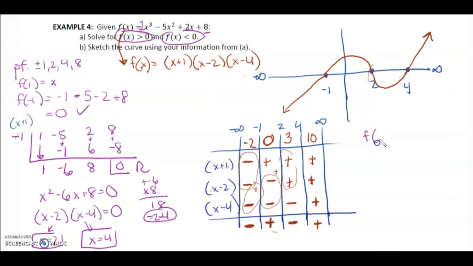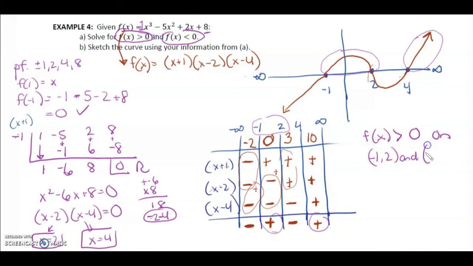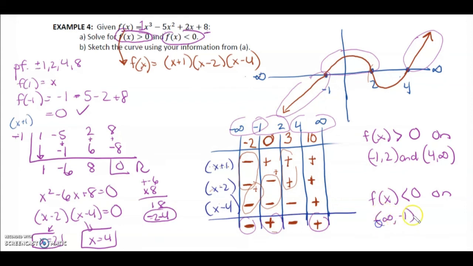Okay, so f of x is greater than 0 on, okay, we can either look on our graph here or in our intervals here. So -1 to 2, and 4 to infinity. Okay, and f of x is less than 0 on, we can either look at the graph, so negative infinity to negative 1, or we look here, negative infinity to negative 1, and 2 to 4.